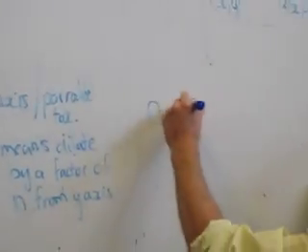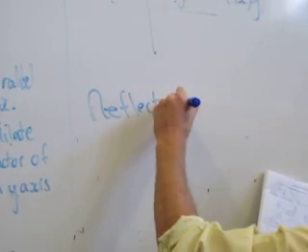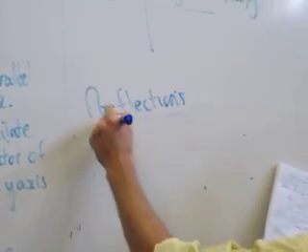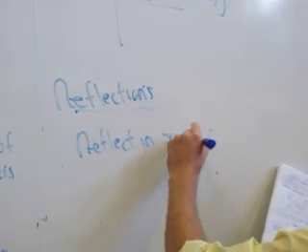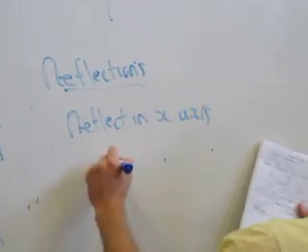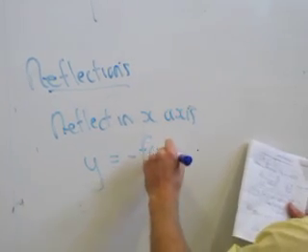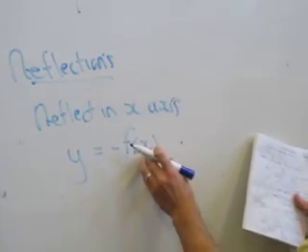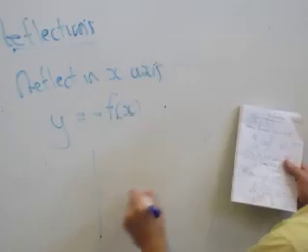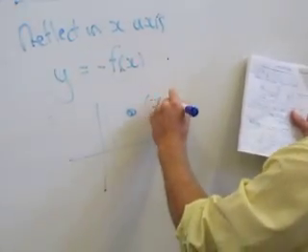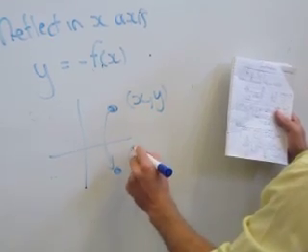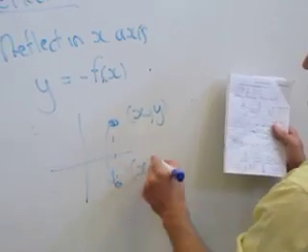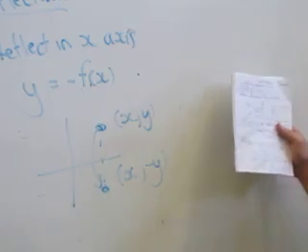Now reflections, we should be okay with reflections. Okay, so reflections, we've got a couple. We've got reflect in x-axis. So that's the one that you're probably most familiar with. That's when you stick a negative out the front of the function. So again, graphically, here's the original point. Now if I reflect it in the x-axis, what actually happens is the x value stays the same, but the y value has a negative out the front.